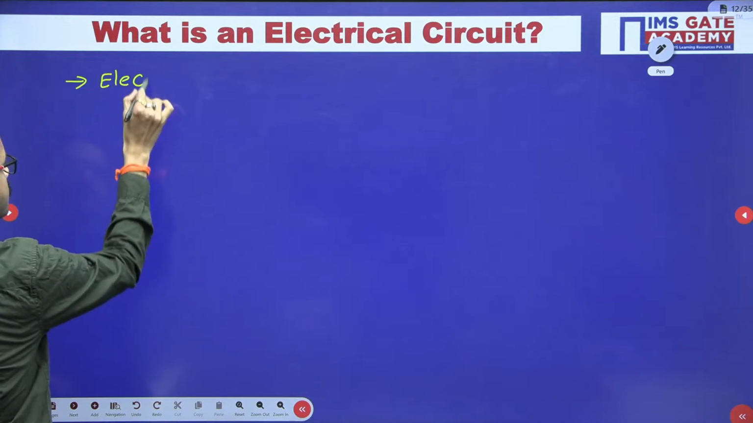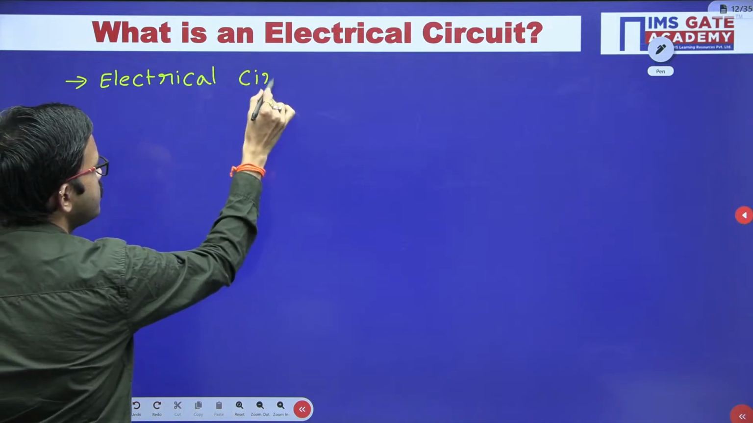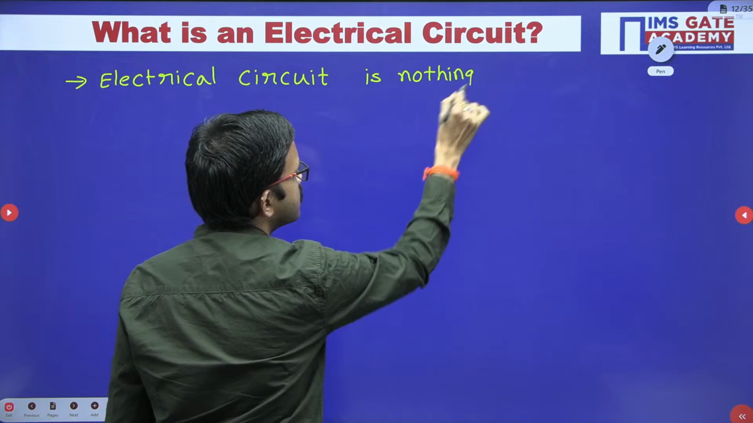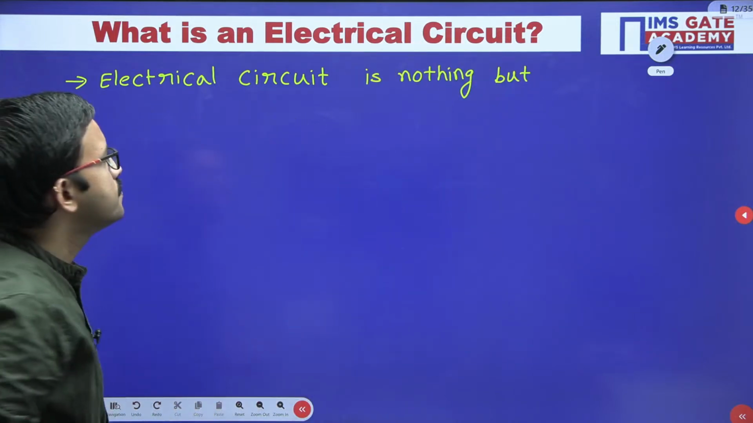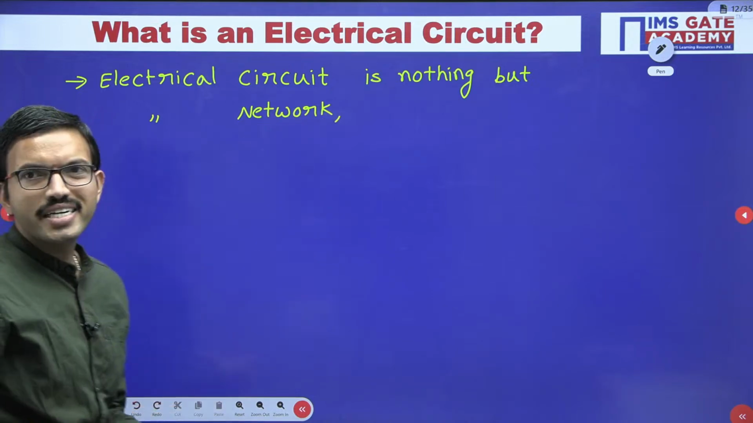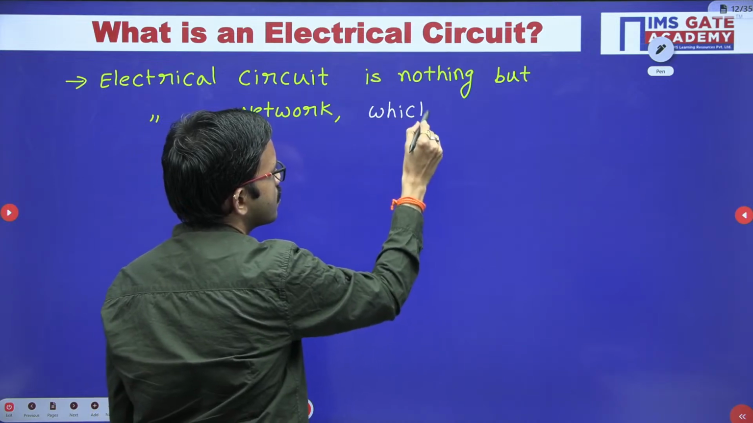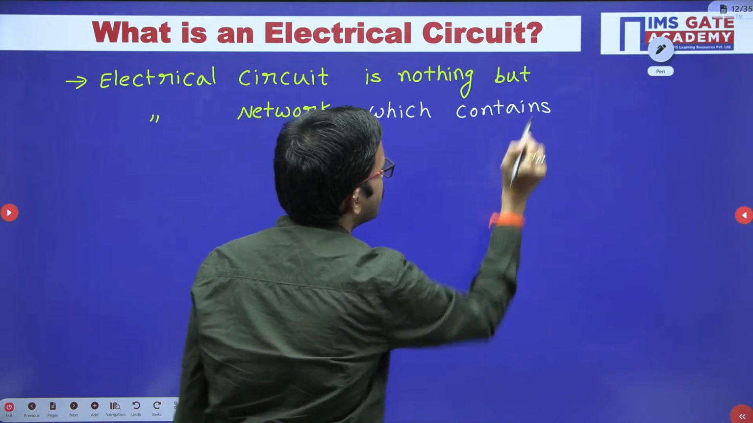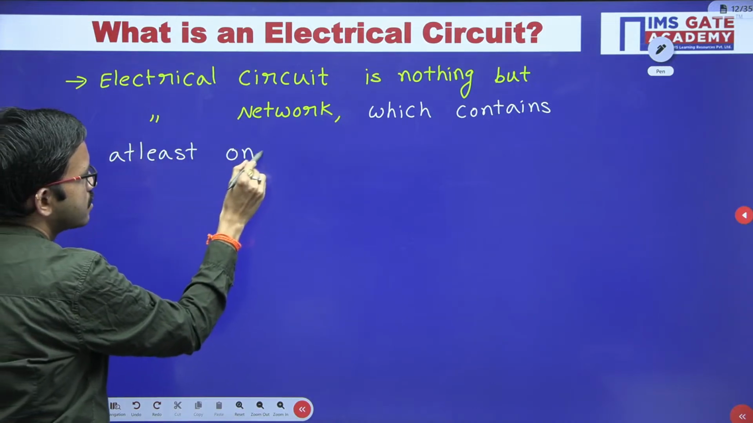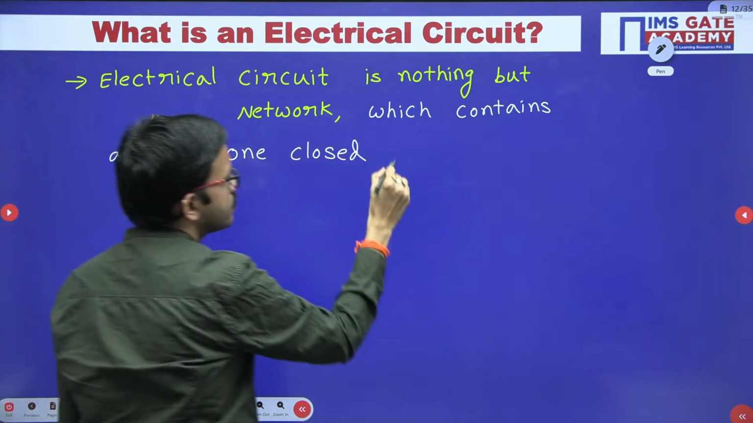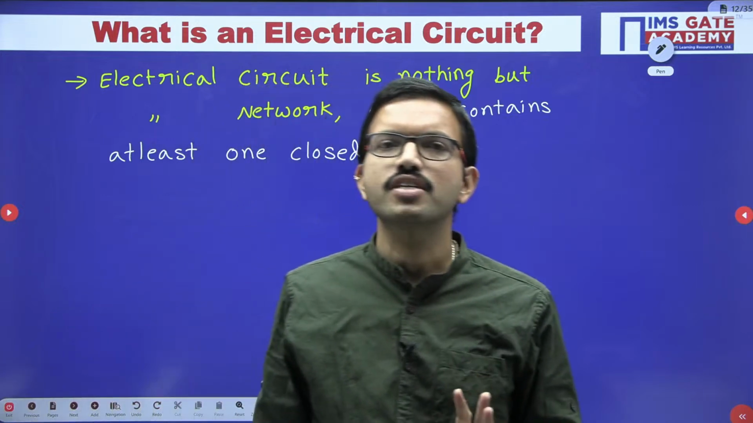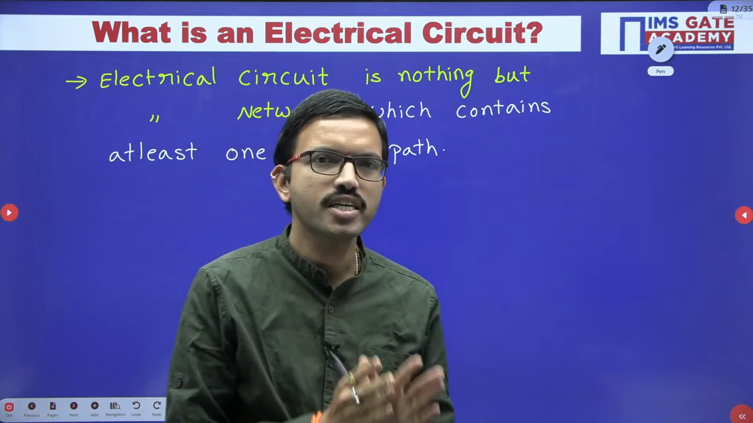Electrical circuit is nothing but an electrical network which contains at least one closed path. So this is the must-have condition. Whatever electrical network you have considered, if there is at least one closed path in that network, then we can call that network a circuit.